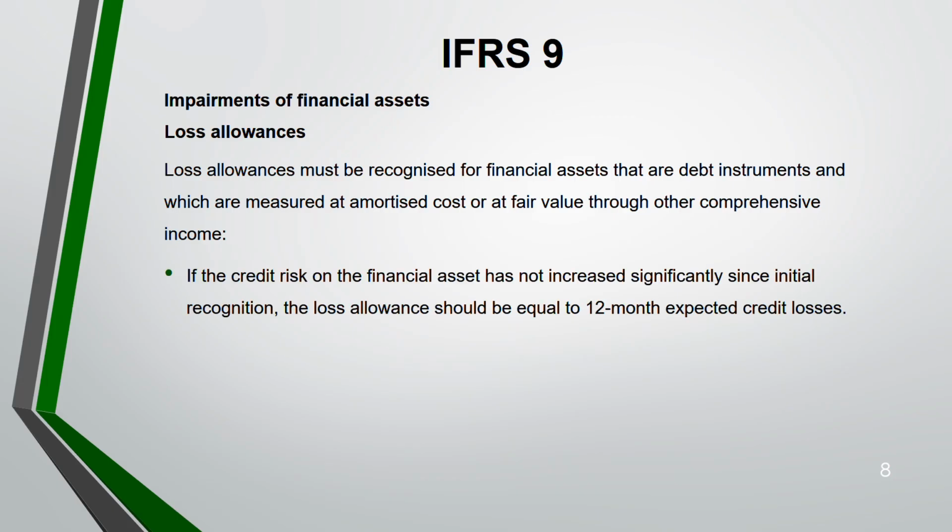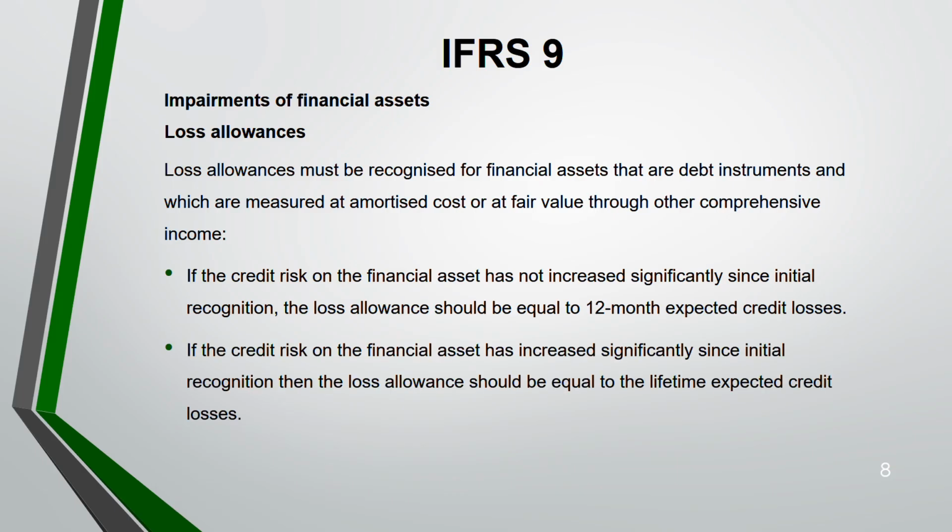So if your credit risk on the financial asset did not increase significantly since you initially recognized your financial asset, then your loss allowance will be equal to the 12-month expected credit losses. So they will give you this in the exam. Okay, 12-month expected credit losses, what is the lifetime expected credit losses. You just have to know, take the inverse situation. If your credit risk increased significantly from the initial recognition, then your loss allowance will be equal to lifetime expected credit losses. You understand?